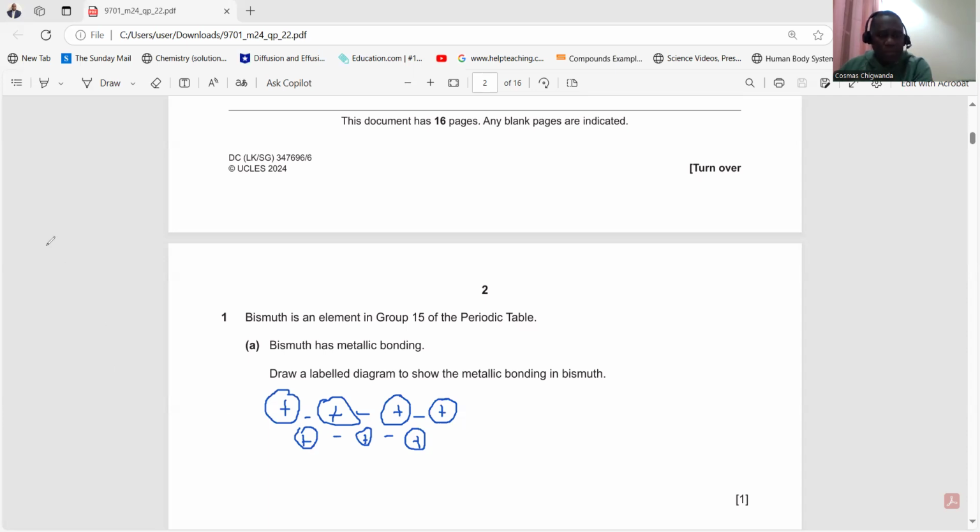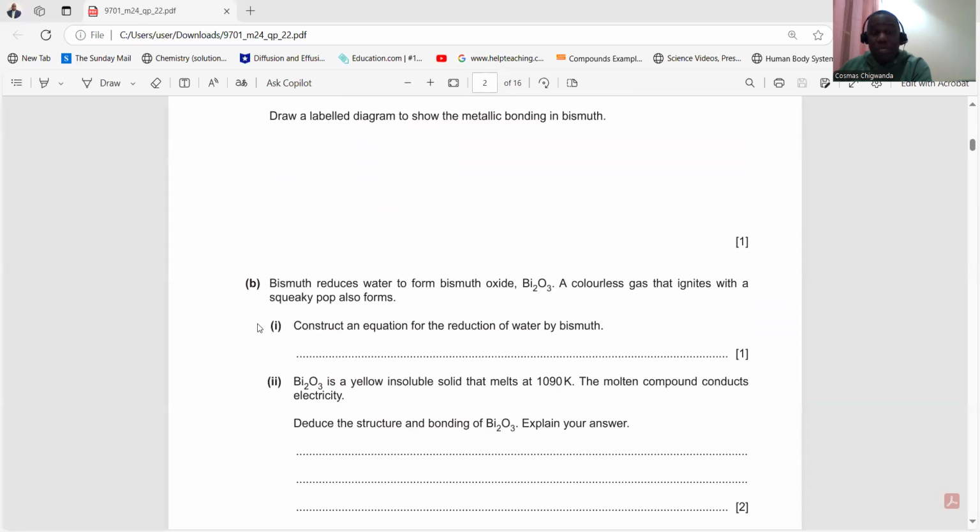Then we move on to the next question. What was the next question talking about? The next question was talking about bismuth reducing water to form bismuth oxide, and a colorless gas that ignites with a squeaky pop is also formed. That's the complete story. They are guiding you as to what is going to be produced when bismuth reduces water to form bismuth oxide. So we want to write the acceptable equation here.